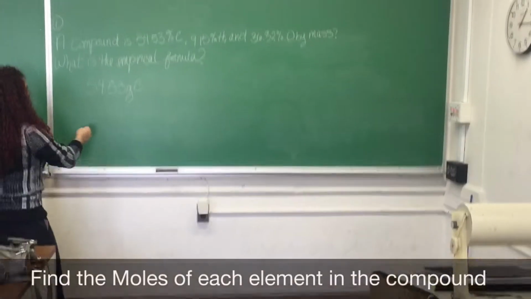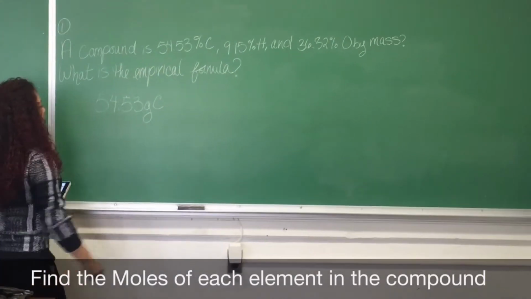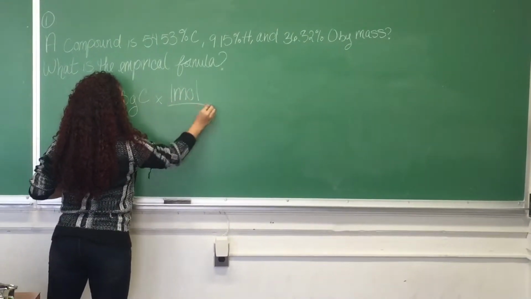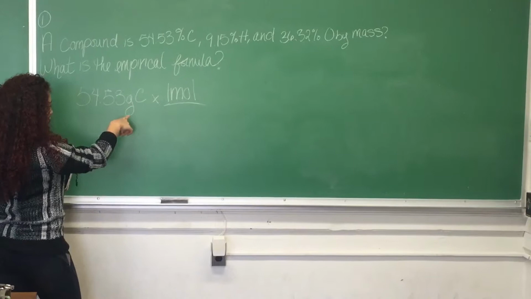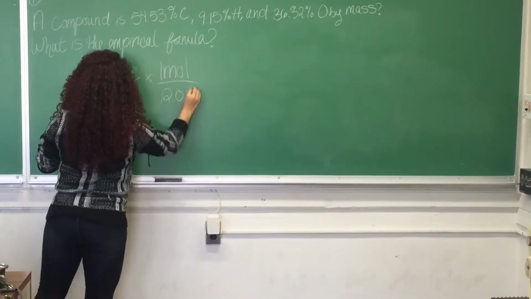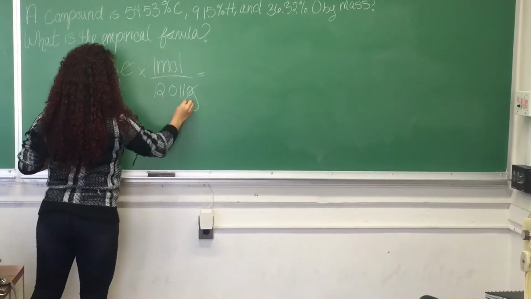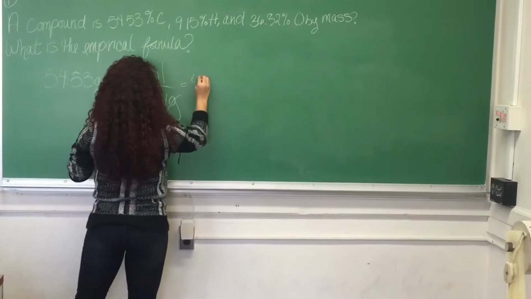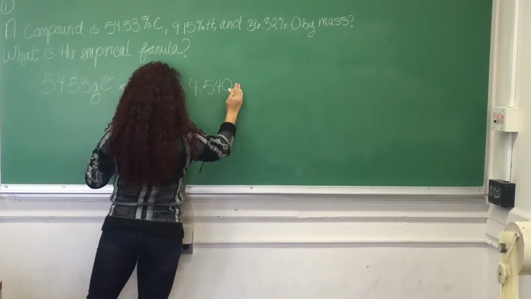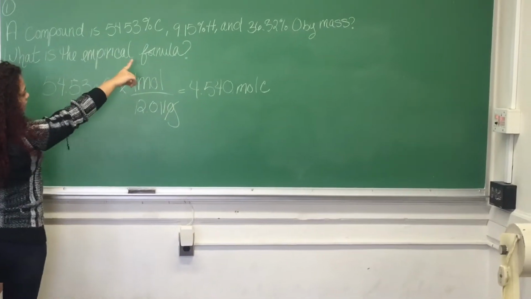So to begin, we'll take the 54.53 grams of carbon, and we want to find the moles of carbon. By doing that, we use 1 mole over the molar mass of carbon, which is 12.011 grams. We make sure that the grams cross out, and that will give us 4.54 moles of carbon. And we will do the same for hydrogen and oxygen.